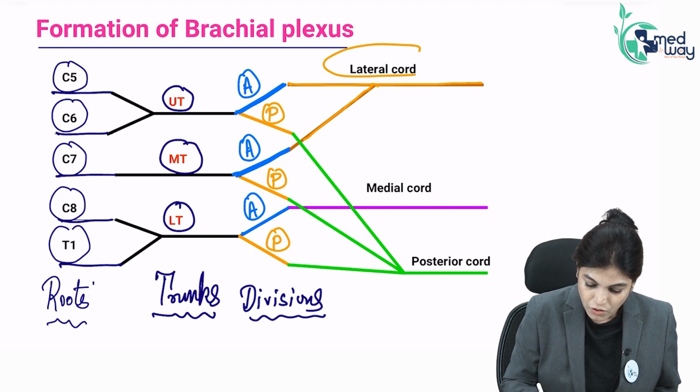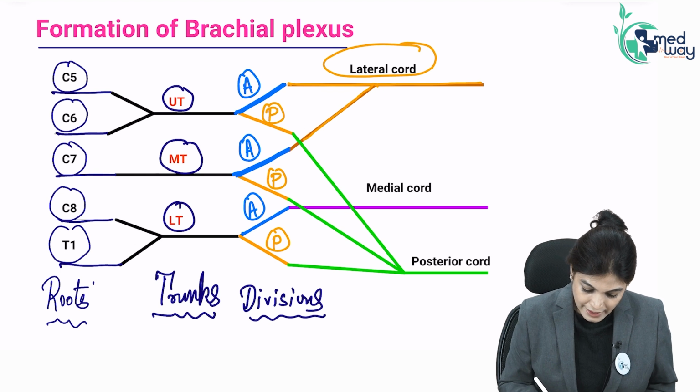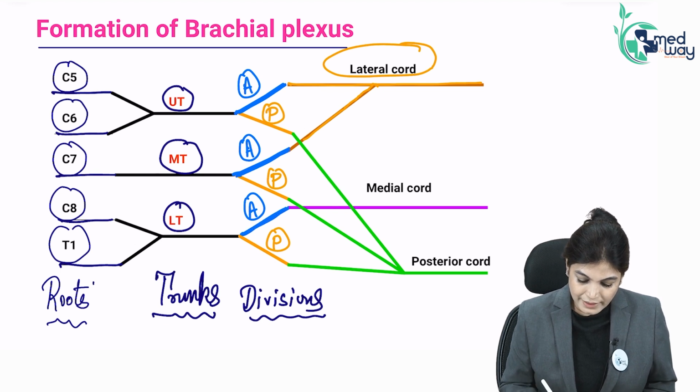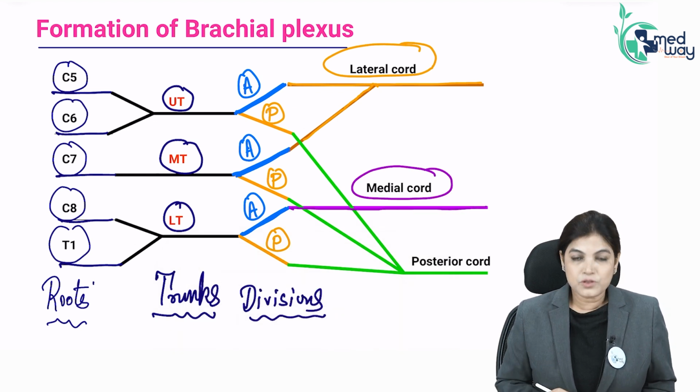It is forming the lateral cord of brachial plexus. Here itself, if you will see, the anterior division of the lower trunk is continuing to form the medial cord of brachial plexus. So, that is also shown here.